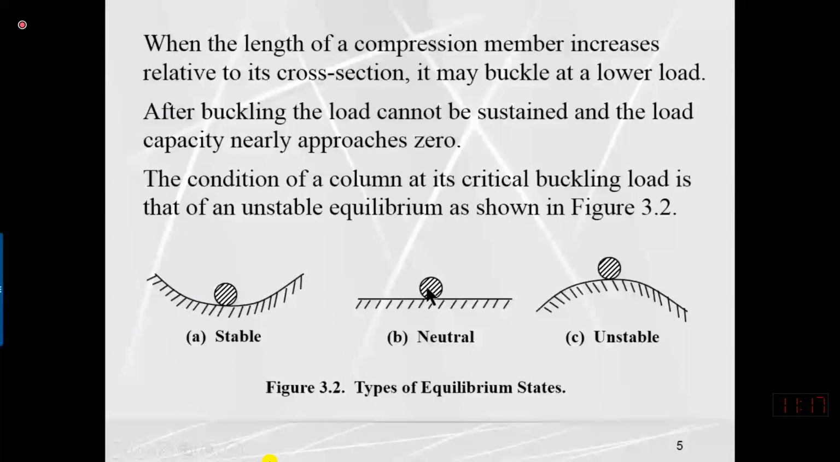When the load is exactly equal to P critical, that is neutral. It means that if I drag the ball to either side, it maintains the new position. But in this case, if I move the ball right and left, it will never come back to its position. So this is referred to as unstable equilibrium. In the same way, if I apply a load on a column more than P critical, the column will suddenly buckle and fail, and we cannot restore its original position.